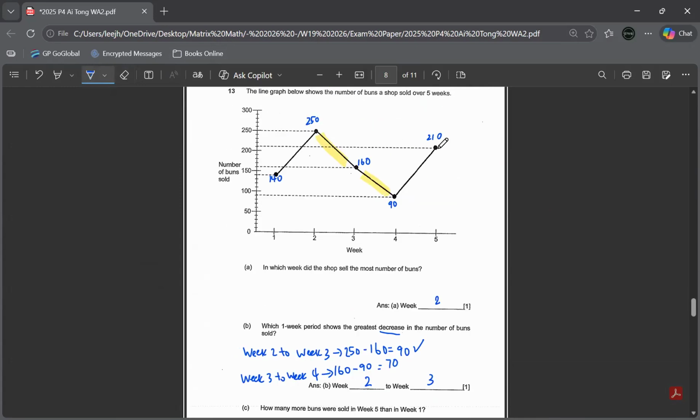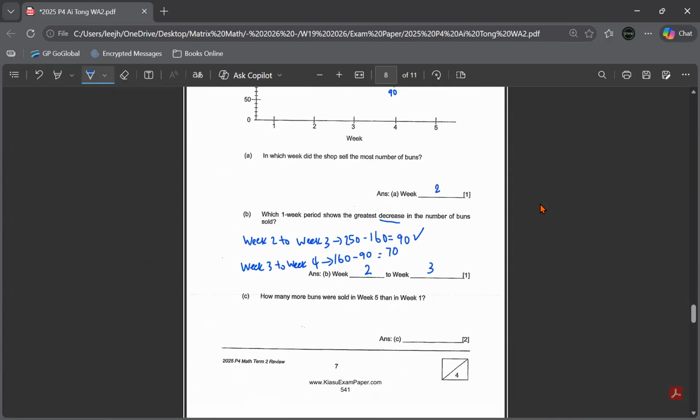Question C: how many more buns were sold in week 5 than week 1? If you look at the graph, week 5 is 210. Week 1 is 140. I need to find the difference between week 5 and week 1, so we just take 210 minus 140. Your answer is 70 more buns. So just write 70 more buns as your answer.